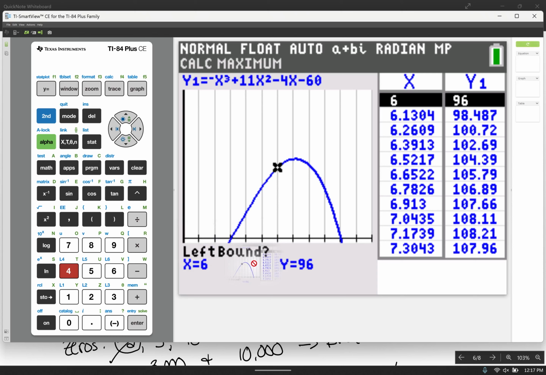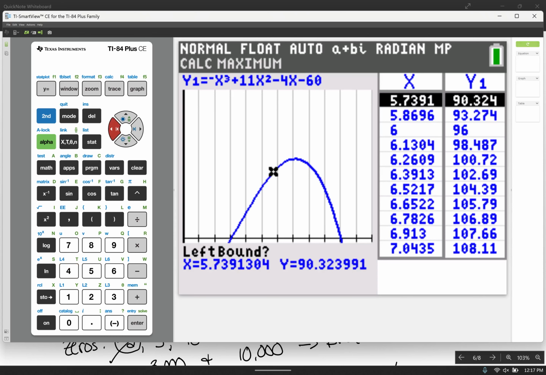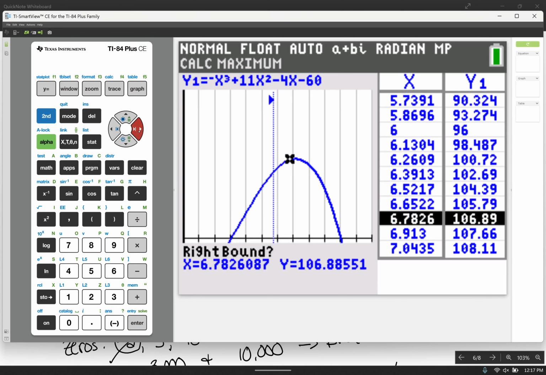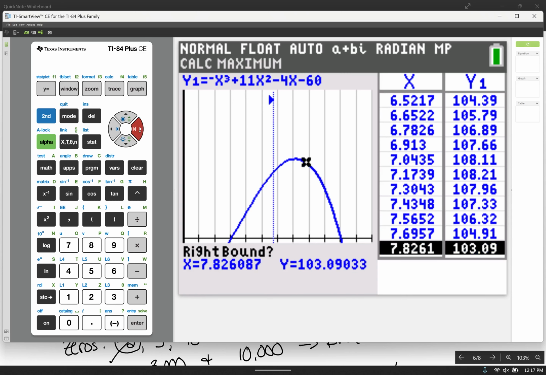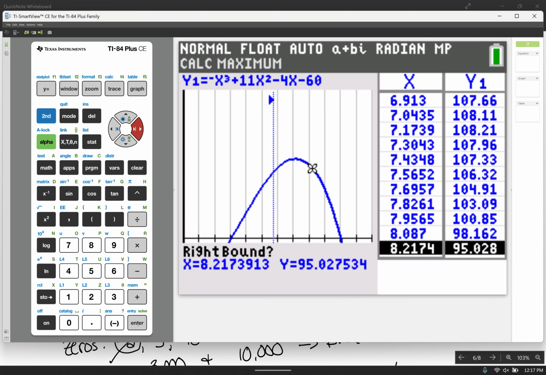Are you on the left side of the maximum? The answer to that is yes, I am right here. If you're not, then you would just arrow your little guy left or right. So press enter. It's going to give you a boundary line. And now it's going to say, are you on the right side? I'm not. So I'm just going to arrow over until I am over the hump here. So press enter. And then you have a boundary line.